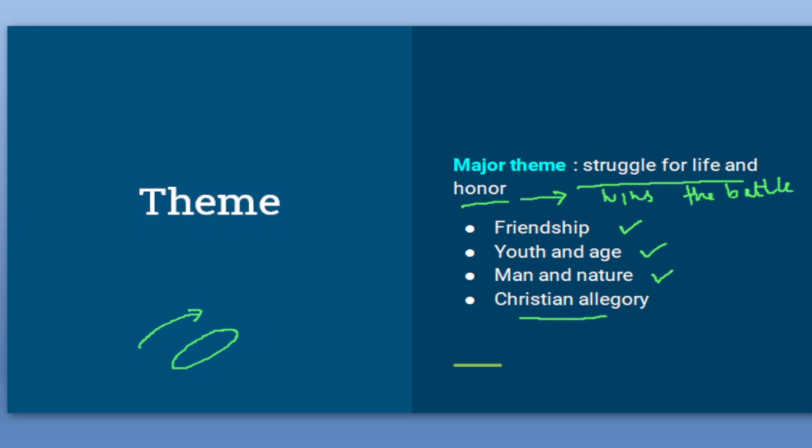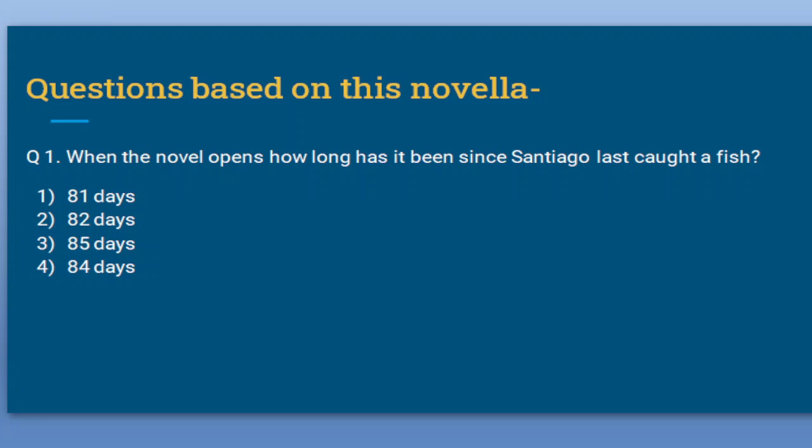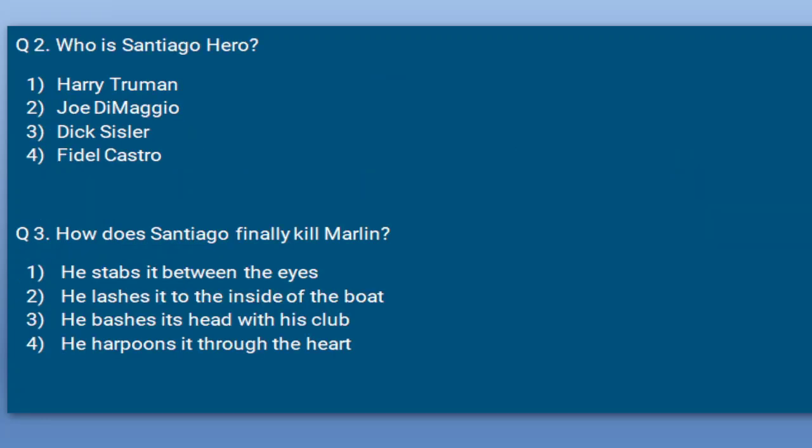Now I will show you some questions which are asked based on this novella. The first question: when the novel opens, how long has it been since Santiago caught a fish? That was the last 84 days. He could not catch a fish. Question number two: who is Santiago's hero? That was Joe DiMaggio. How does Santiago finally kill the marlin? He harpoons it through the heart.